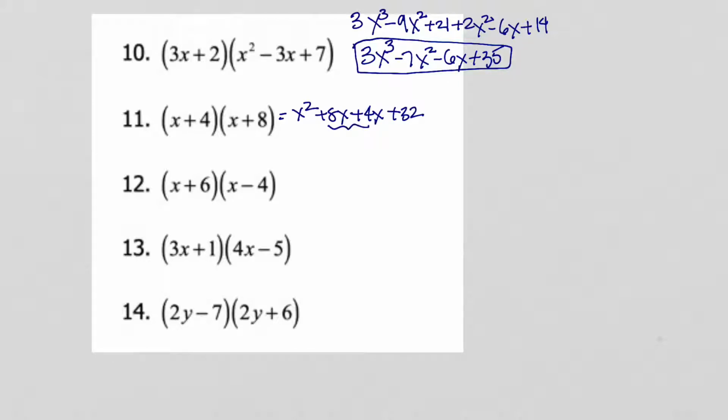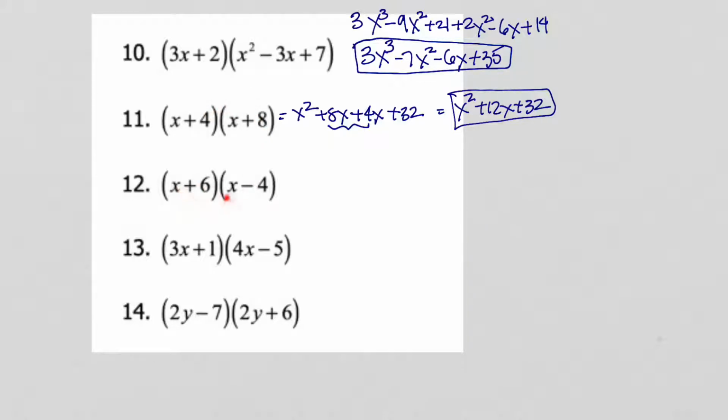We can combine these, right? So if we do that, I'll do it over here. It's going to be x squared plus 12x plus 32. Now, this comes up quite often where you have two terms times two terms, a binomial times a binomial. So what it's going to be is this. It's going to be the first and the first, and the outer product and the inner product, and then the last and the last. So it's first and first, outer, inner, last.